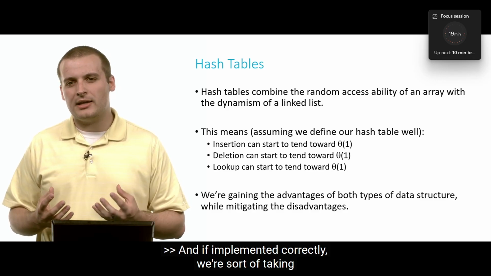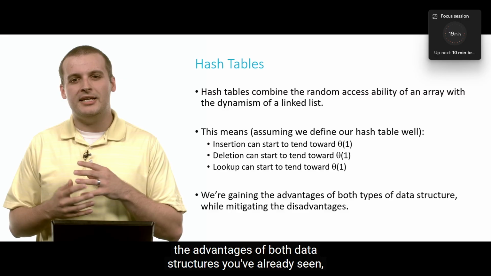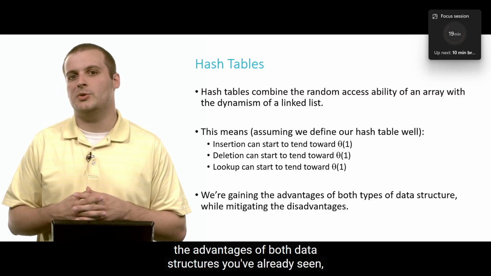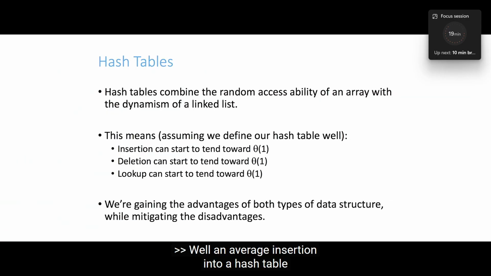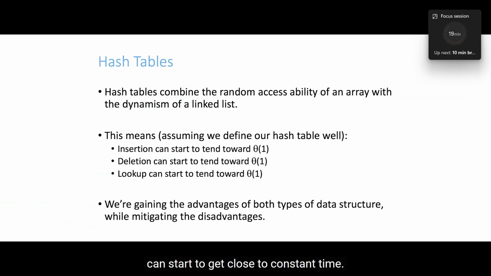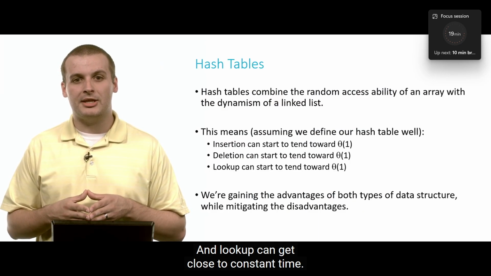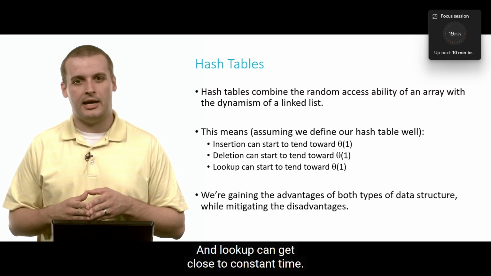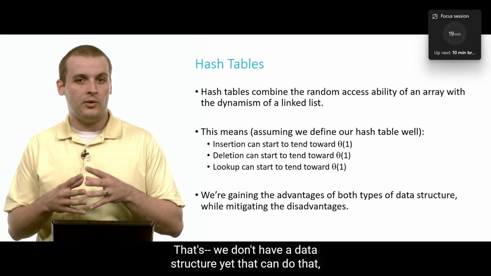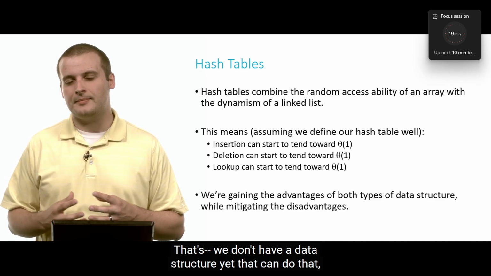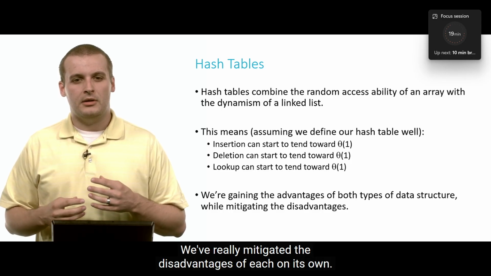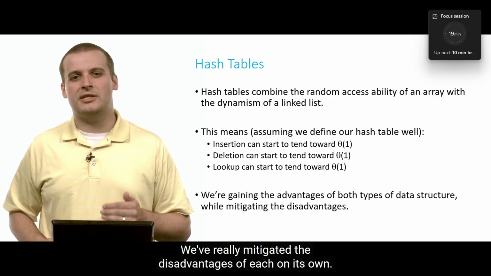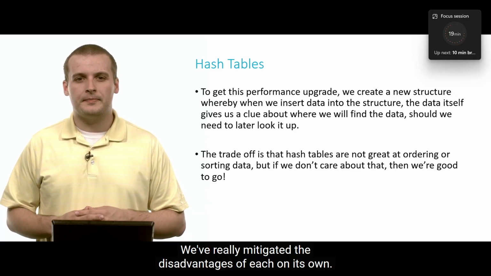And if implemented correctly, we're sort of taking the advantages of both data structures we've already seen, arrays and linked lists. On average, insertion into a hash table can start to get close to constant time. And deletion can get close to constant time. And lookup can get close to constant time. We don't have a data structure yet that can do that. And so this already sounds like a pretty great thing. We've really mitigated the disadvantages of each on its own.